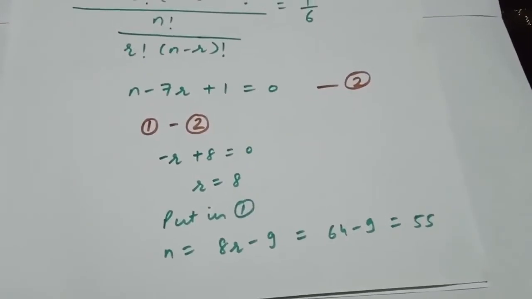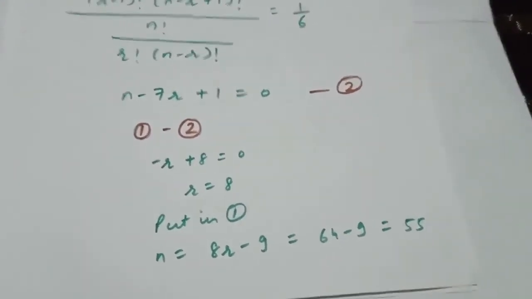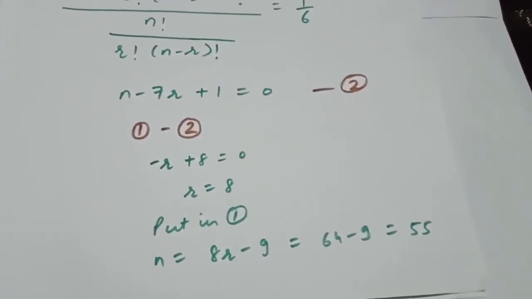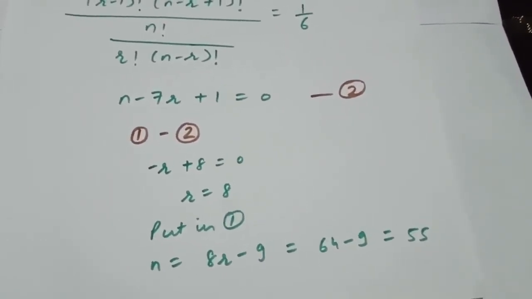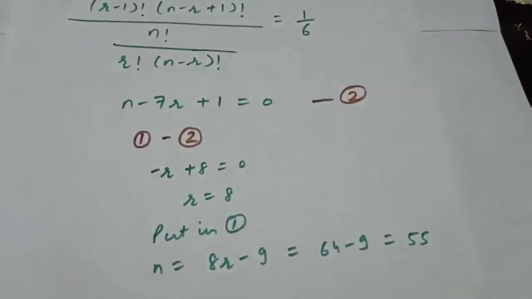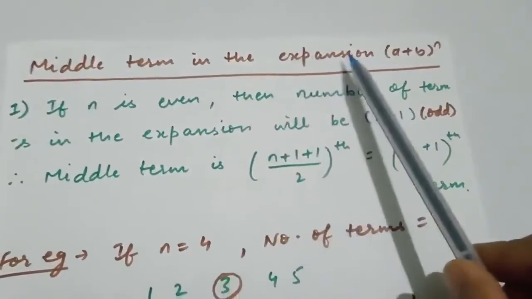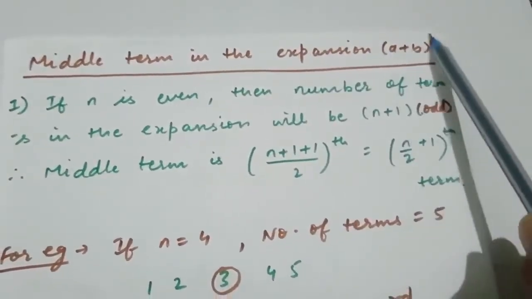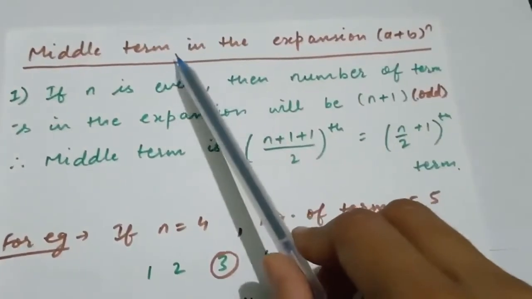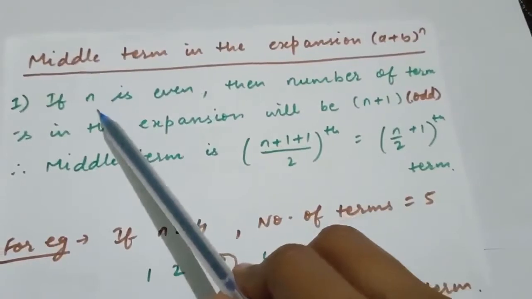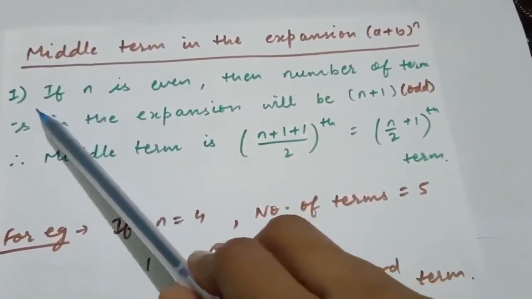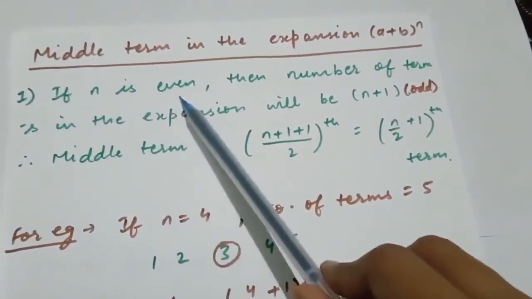So these are some types of questions which are related to the general term in the expansion (a plus b) whole raised to the power n. Now we will study about the middle terms of the expansions. Middle terms in the expansion (a plus b) whole raised to the power n. Index here is n and we have to find the middle term. Now see, this n can be even or it can be odd also, right? So now we are taking the first case when n is even.